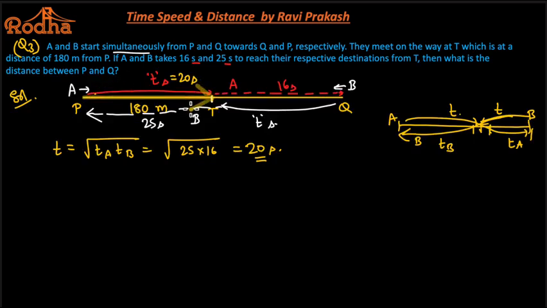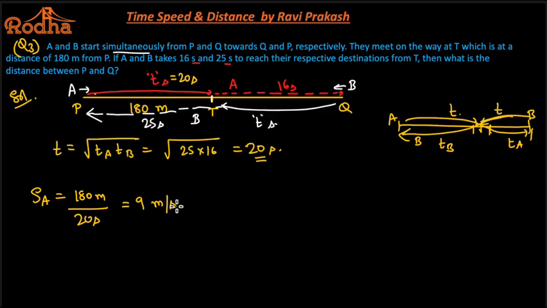So A has covered a distance of 180 meter in 20 seconds. So what is the speed of A here? Speed of A will be 180 meter covered in 20 seconds, so the speed will be 9 meter per second. That's the speed of A, 9 meter per second.